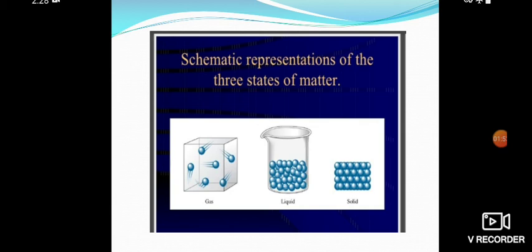This slide shows a schematic representation of the three states of matter. The left portion of the slide is gas, while the right portion shows solid. The middle part of the slide is liquid. From this diagram, it is clear that interparticle distance is largest in gas molecules while it is least in solid. Interparticle distance between liquid molecules is more than solid but less than gas.